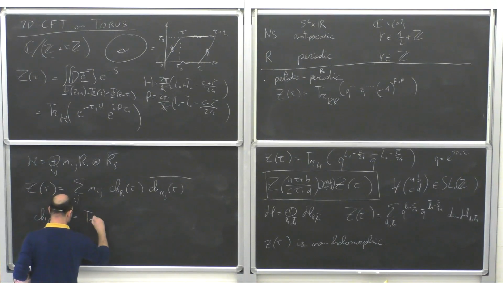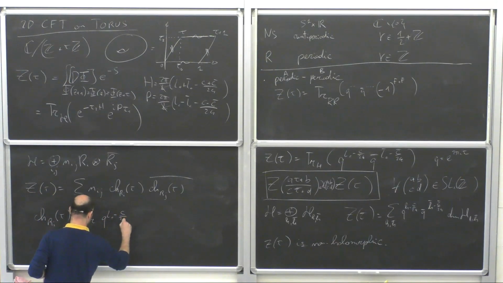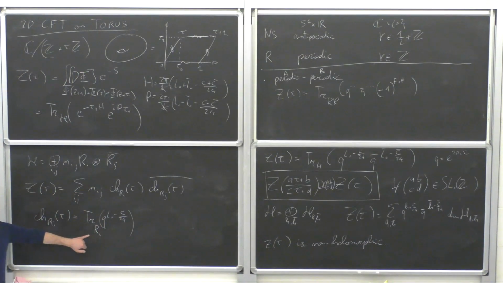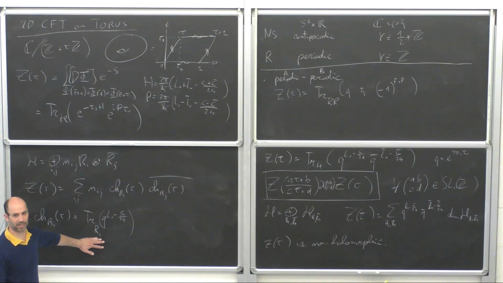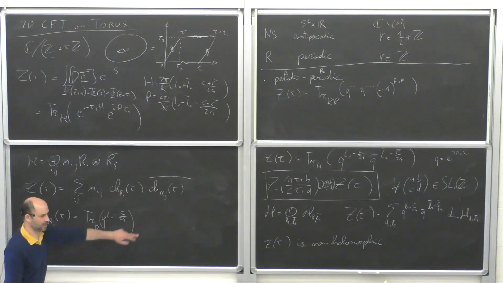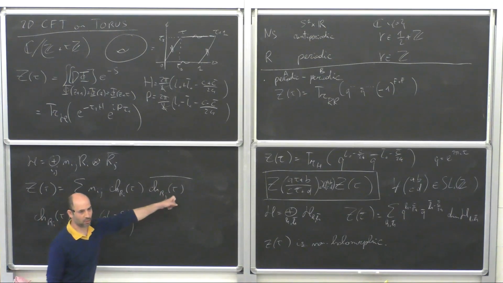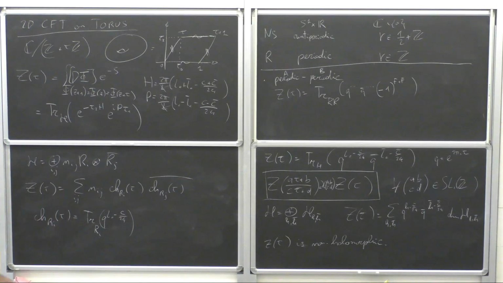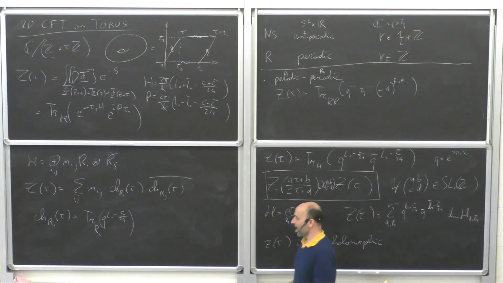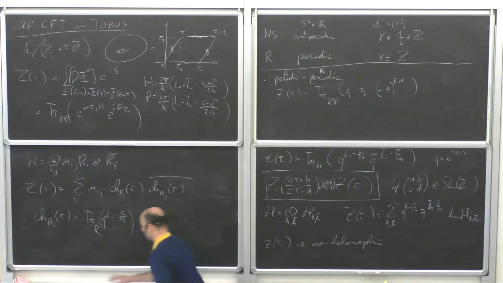This is just the trace of q to the L0 minus c over 24, but computed on the representation R_i of your chiral algebra. So the chiral algebra contains the Virasoro, so it makes sense to compute this on the representation. For each representation, you give me this character, and then the partition function decomposes in this way. Now, these are holomorphic, but in general they're not quite modular. However, you can get close enough to being modular.